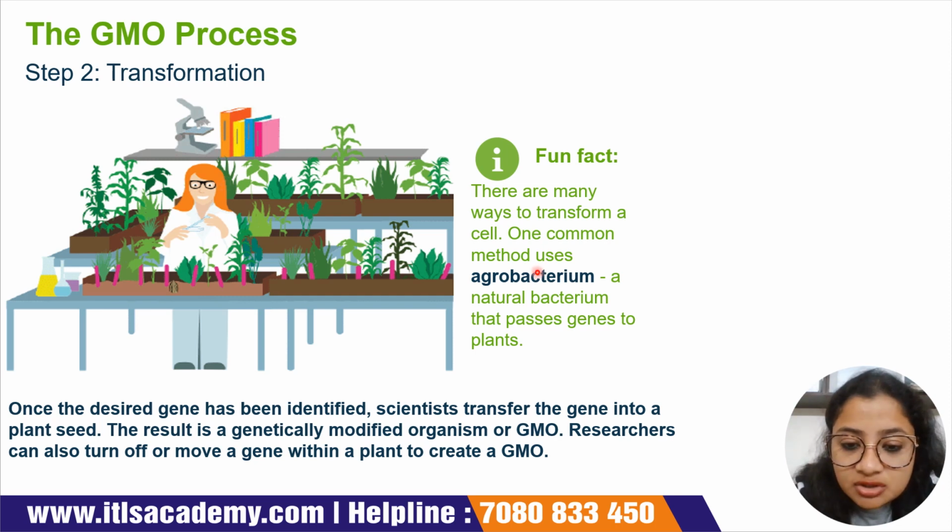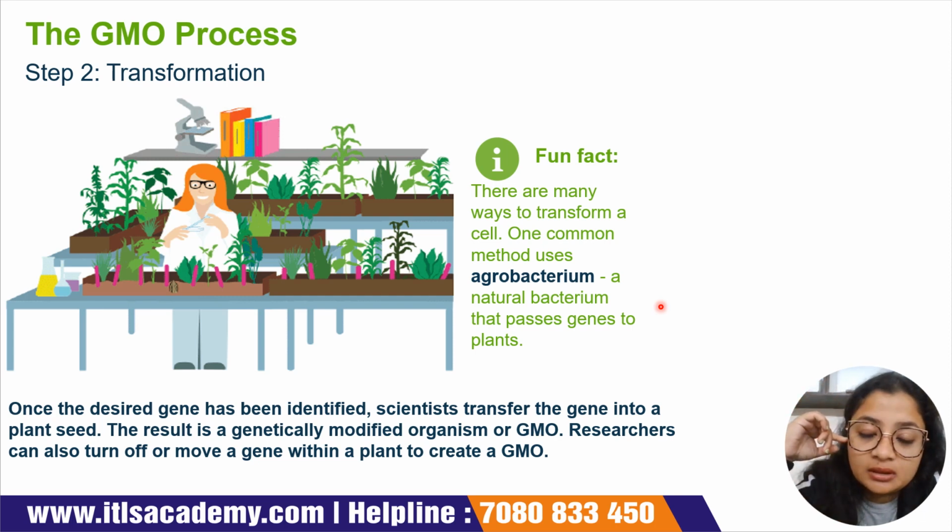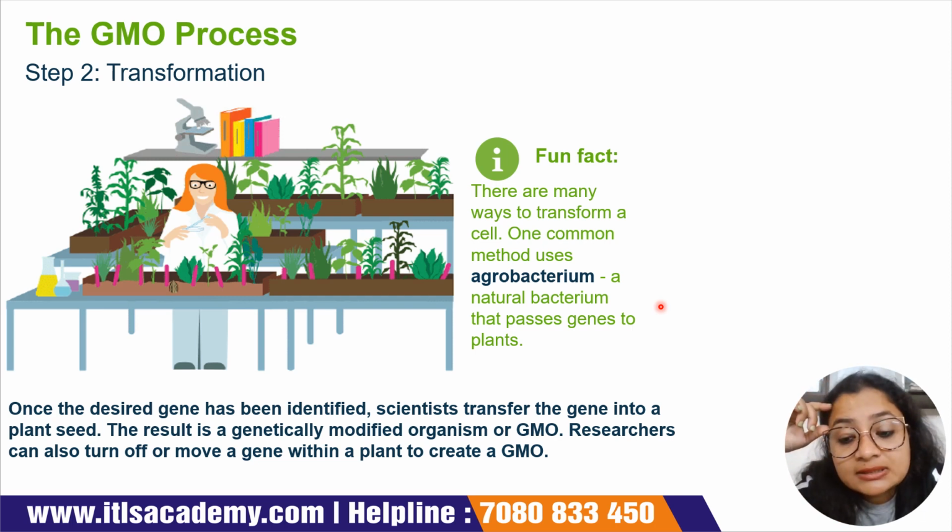So here's also a fun fact. There are many ways to transform a cell. One common method uses Agrobacterium tumefaciens, which we have already talked about in detail in the previous session. It is a natural bacterium that passes genes to plants, because the Ti plasmid or T-DNA in this bacterial cell can easily integrate and become a part of the plant chromosome or the plant DNA, as we saw.